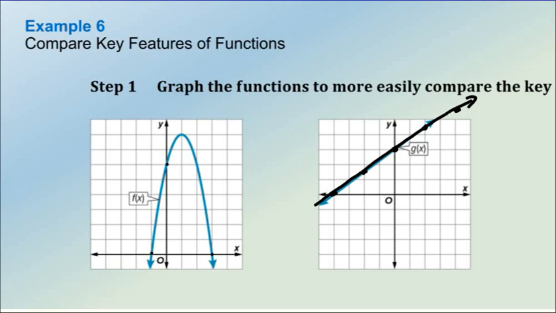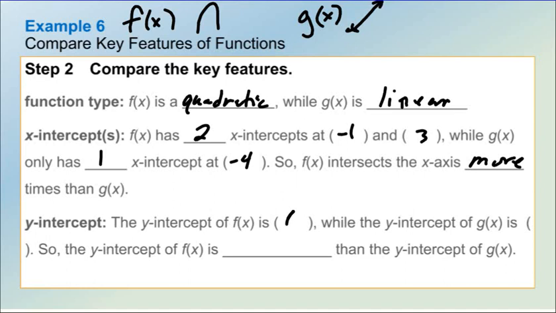The y-intercept of f of x. So I go back to the graph. f of x is here. So that's 1, 2, 3, 4, 5, 6. While the y-intercept of g of x is 3. So the y-intercept of f of x is greater than the y-intercept of g of x.